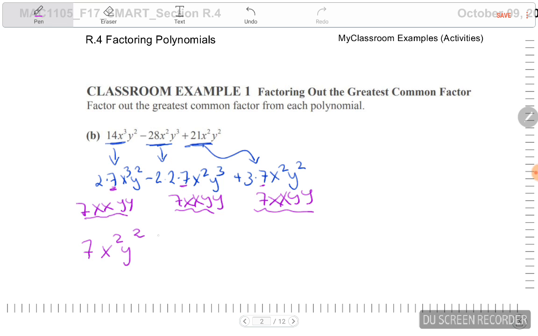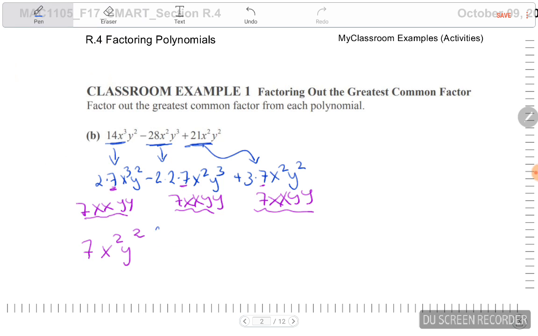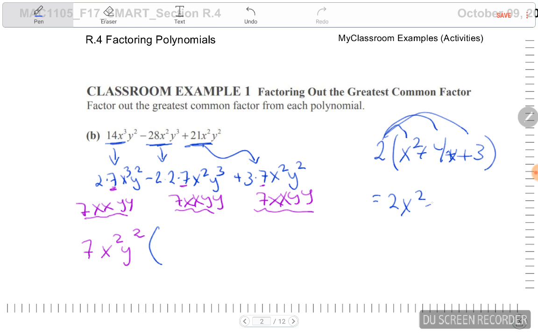And then what's left over, I'll put inside parentheses. So this is actually reversed distribution. So we know distribution, if you do something like 2 times 4x plus 3, we would distribute the multiplication of 2, and we would end up with 2x squared plus 8x plus 6, right? So this is the reverse of that, bringing that 2 outside of the parentheses.